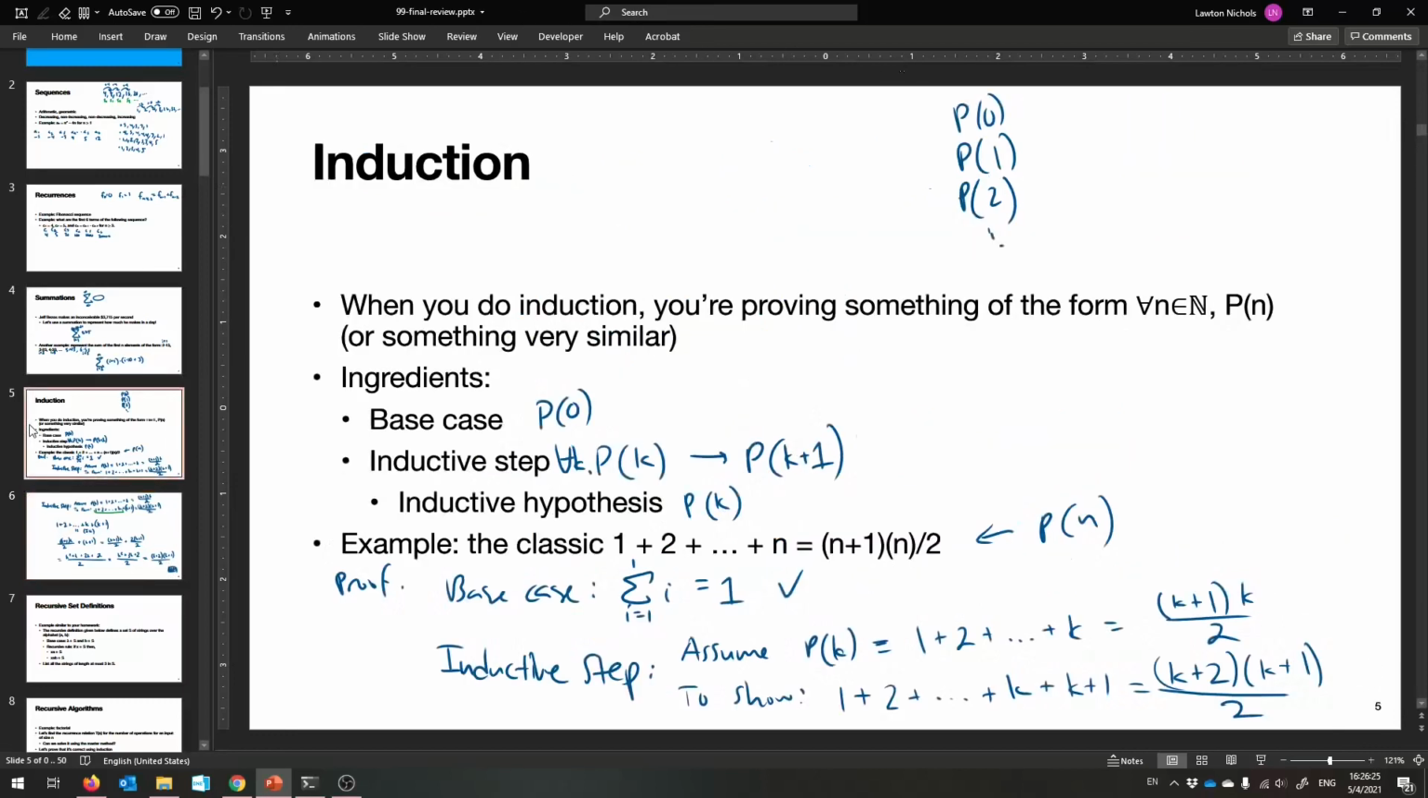So because we showed both of these things, we know how to get a proof for any number. And so it works for every number. That's the beauty of induction.